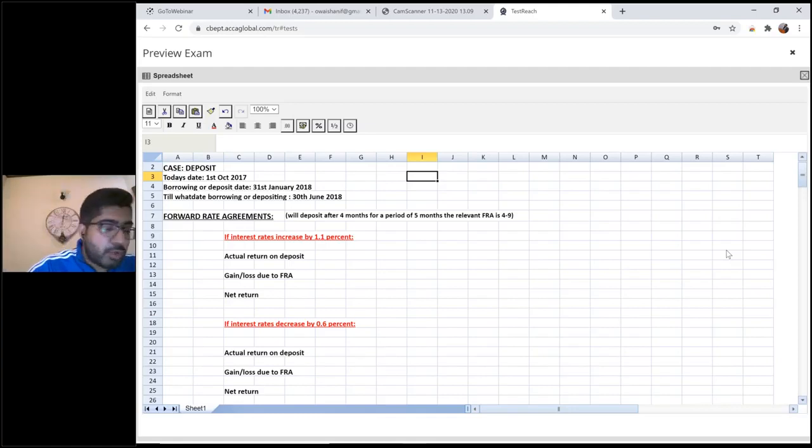Okay. You have to solve the FRA technique in 2 cases: if interest rates increase or decrease. I wrote both. I noted the format: it's actual cost of borrowing or return on deposit. So return on deposit, gain or loss due to FRA, find the net return. Okay. Now which is the relevant FRA? I will be depositing money after 4 months for 5 months, so the relevant FRA will be 4-9, and 4-9 is, I think, 5.02%.